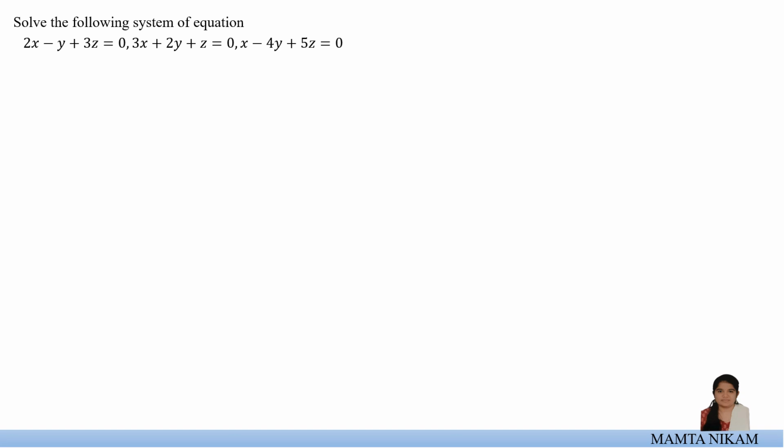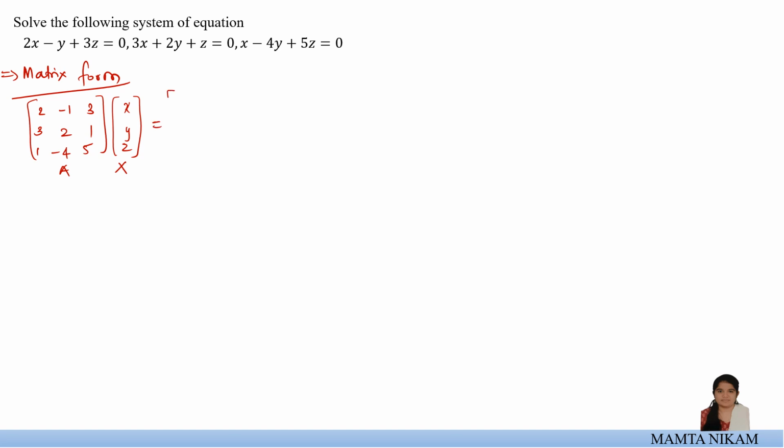So let us write down the matrix form. We will go by reduction method directly. So matrix form क्या होता है, 2 minus 1 3, first equation से first row मिलेगी, second equation से second row, third equation से third row. So this is going to be 3 2 1 and 1 minus 4 5. This is our matrix A. Then x y z, that is the unknowns matrix, matrix X, and 0 0 0, that is the null matrix, matrix Z. So this is nothing but AX equals Z form.